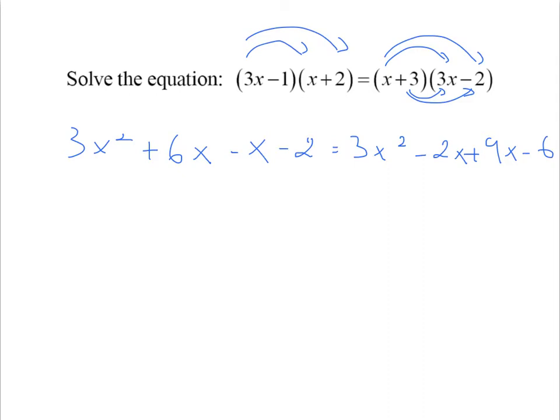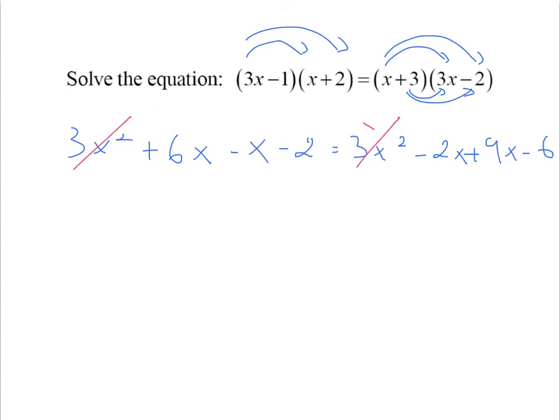Well, let's see if we have like terms here. We can eliminate this with this, because if we move either one, it will be negative 3x squared, and 3x squared minus 3x squared will be 0. So we can just eliminate them, right, without doing this action. All right, so let's do this.